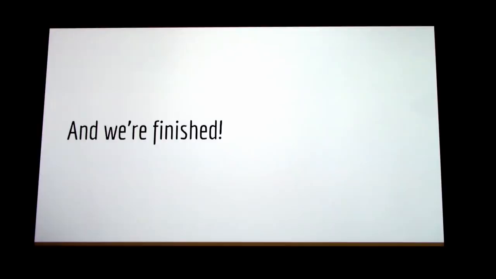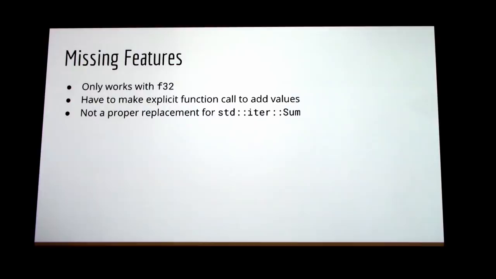Well, it only works with F32. We have to make explicit function calls to add, which is kind of ugly. I guess you might be used to it if you're from Java world, but we can do better. And there's a really nice method on iterator that will sum up numbers if it's an iterator over integers, floats, etc. So it'd be nice if we could have a Kahan sum method that does the same thing.